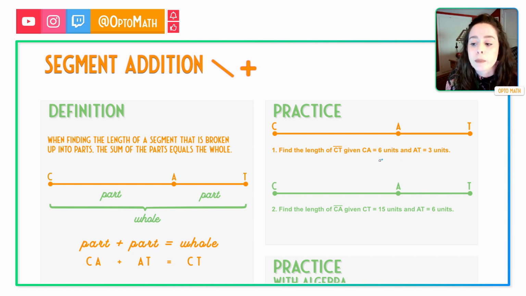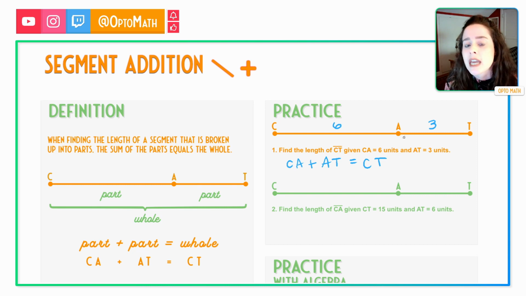Now let's go ahead and label our picture. CA is 6 units. AT is 3 units. This is part plus part equals whole. So CA plus AT is CT. Notice that C is in one of the parts, T is in one of the parts, and your whole is CT. And then they share a letter, A. They share that letter because that's the point where those two segments meet up.